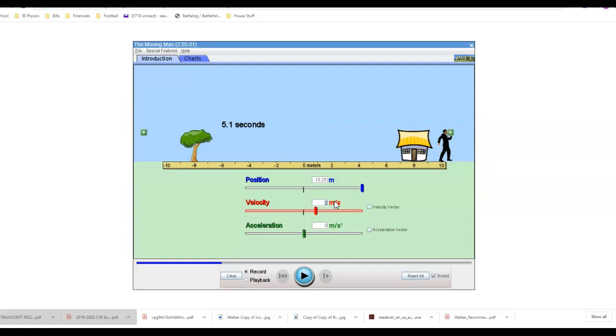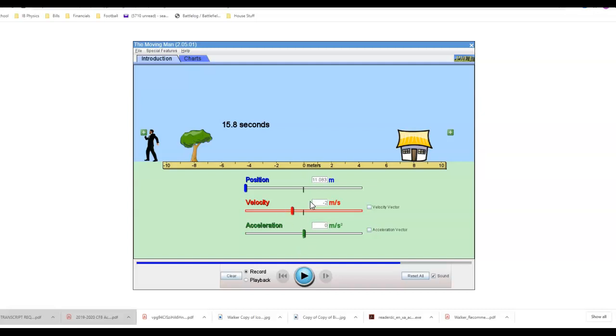Now, what if I give him a velocity of negative 2 meters per second? Remember, velocity has direction. So if it's negative 2 meters per second, guess which way he's going to move? He's going to move in the negative direction. You can have negative velocity or positive velocity, and that just tells you what direction the object is moving in. Again, he's not moving any faster or slower. He's just moving to the left at 2 meters per second.